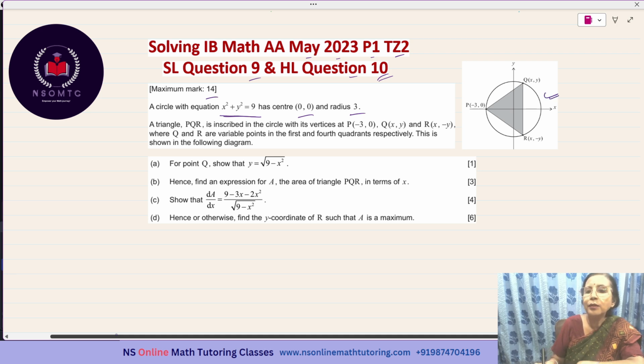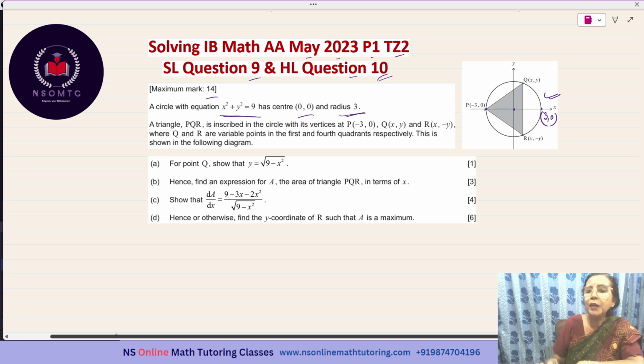This is the circle. This is the center of the circle and it has the radius 3. Therefore, you see this is one of the points on the circumference, (-3, 0). And this also should be equal to (3, 0).